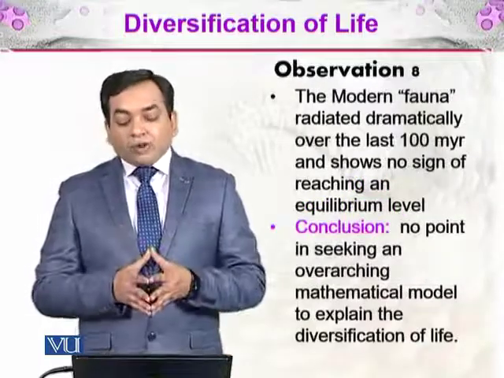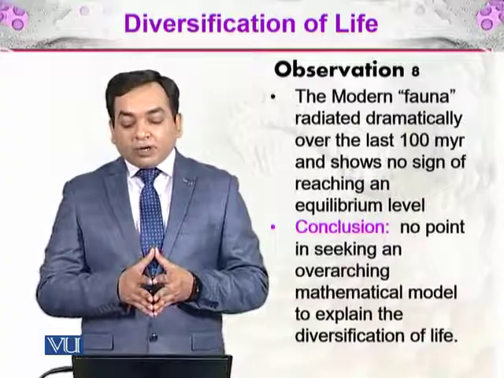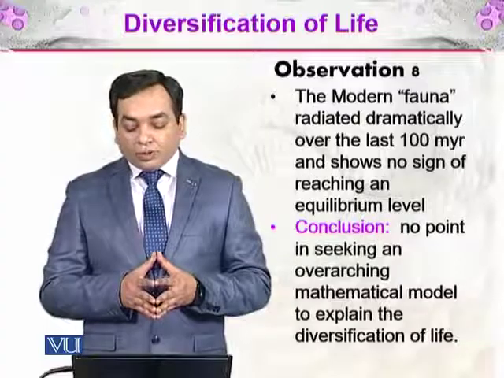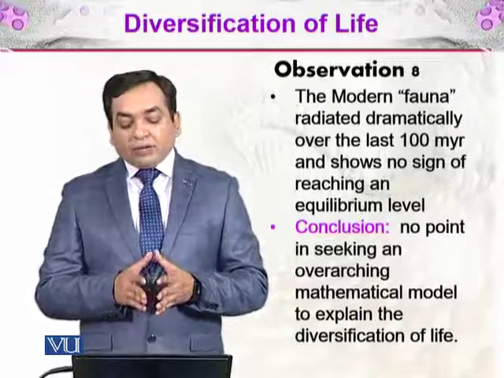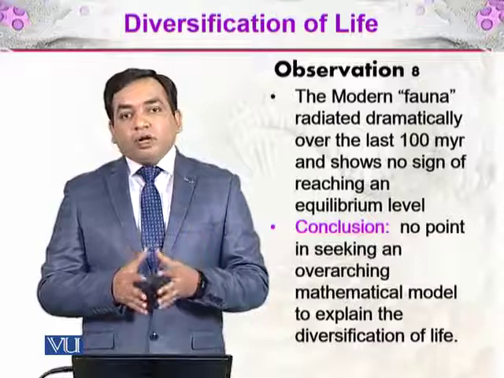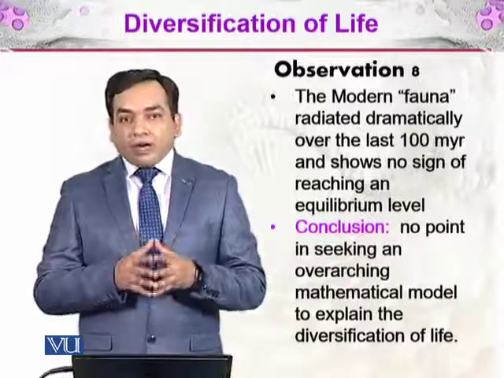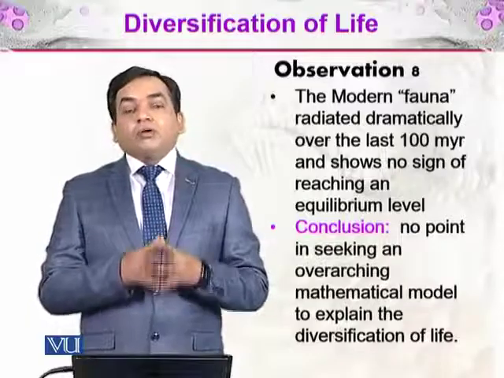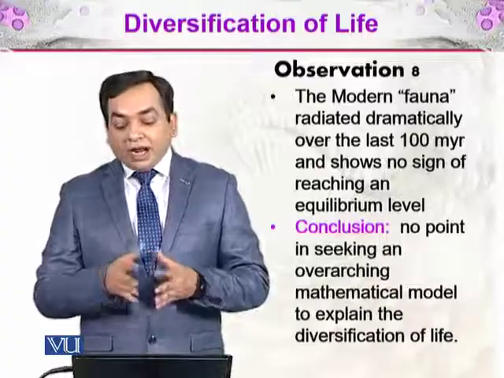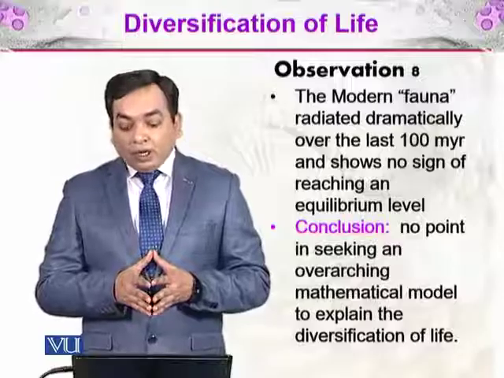And last but not least, the modern fauna radiated dramatically over the last 100 million years and showed no sign of reaching an equilibrium level. So the modern number of animals that we see today has not been decreasing for the last 100 million years. And that is evidence against an equilibrium level.